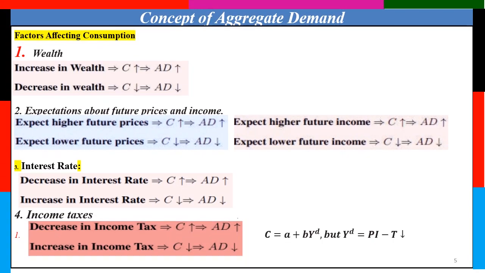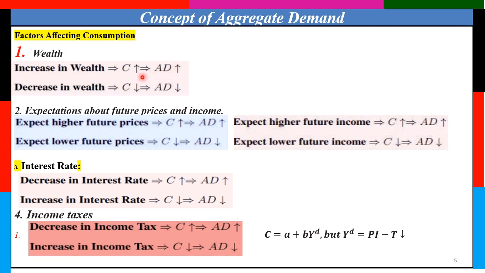Because consumption is an element of aggregate demand, there is a positive relationship between consumption and aggregate demand. In other words, if wealth decreases, consumption is also decreasing. Because wealth is decreasing, the purchasing power of the people is decreasing, their consumption is also decreasing. As a result, aggregate demand is decreasing.